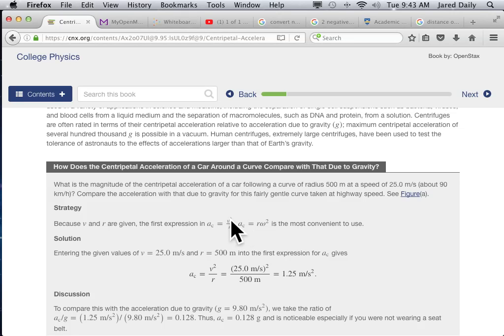So we have a speed, we have a radius. We take the speed, we square it, we divide it by the radius. It's pretty simple, right? Square 25 meters per second, it has to be in meters per second. So we square that, divide it by 500 meters, and we get about 1.25 meters per second squared. And what's the acceleration that we feel due to gravity? What acceleration do we feel from gravity? 9.8 meters per second squared, right?